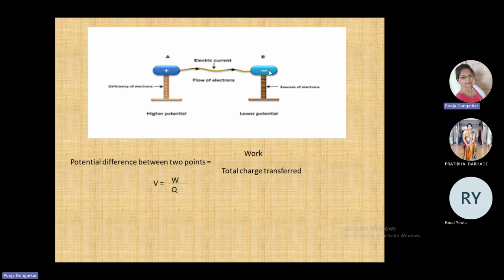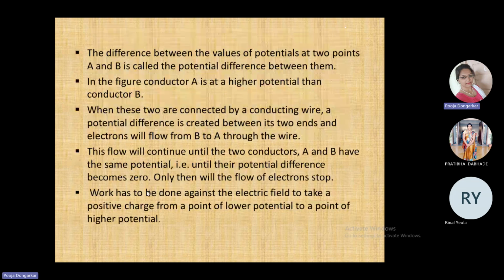This is the potential difference between two points: work divided by total charge transferred. Charge is denoted as Q and work is W. V is equal to W by Q, where V is the voltage. Potential is nothing but the voltage, our voltage between two points. Now we see the difference.